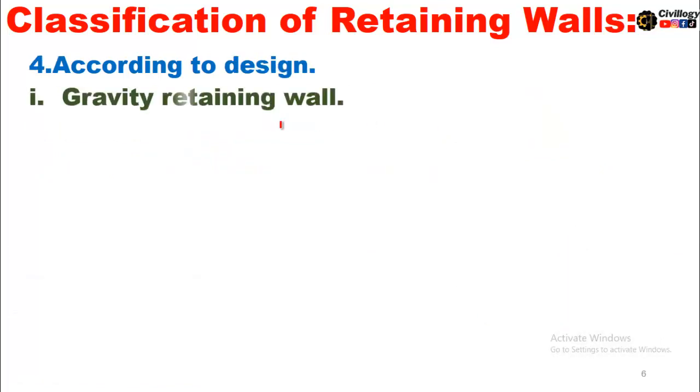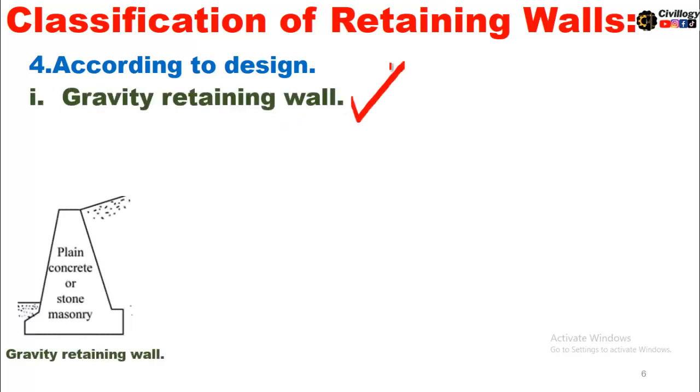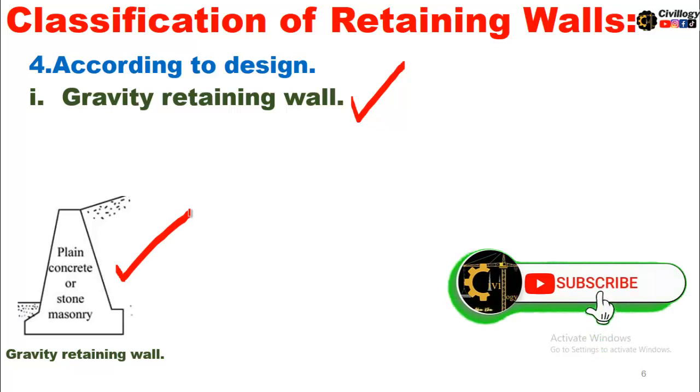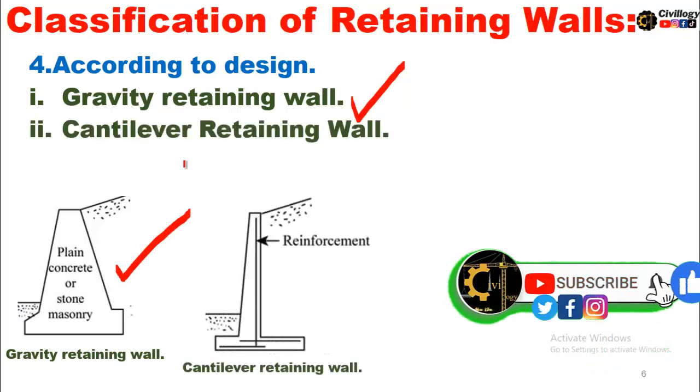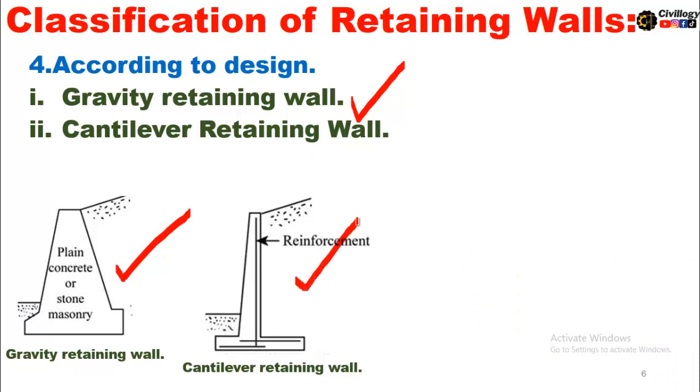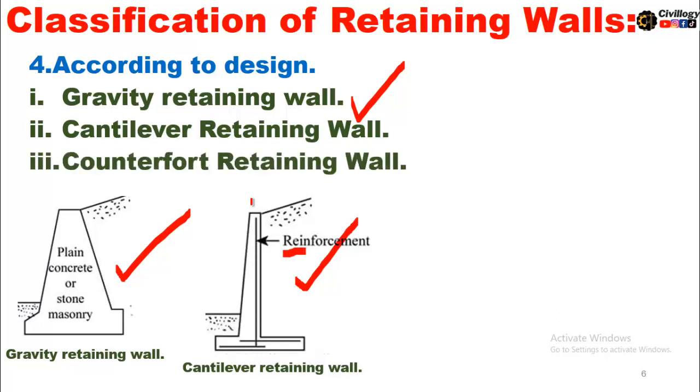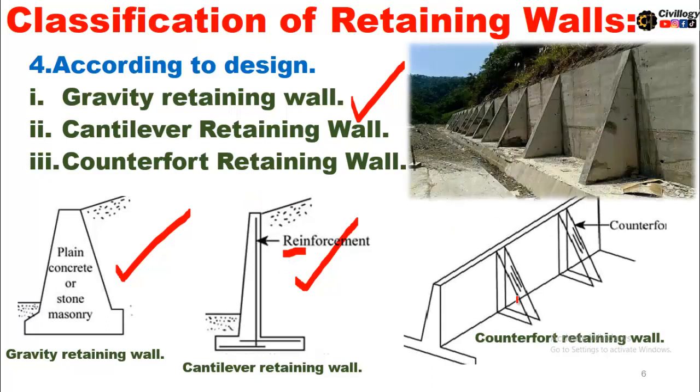And according to design, the first wall is called the gravity retaining wall, and the shape of gravity retaining wall is as you can see over here in this picture. And then comes the cantilever retaining wall, which has reinforcement installed in the footing and in the wall. You can say the erected part of the wall includes reinforcement, and it is also called cantilever retaining wall. And the third one is counterfort retaining wall, as you can see over here in this picture. And this portion of a wall is called counterfort, or you can say buttress.